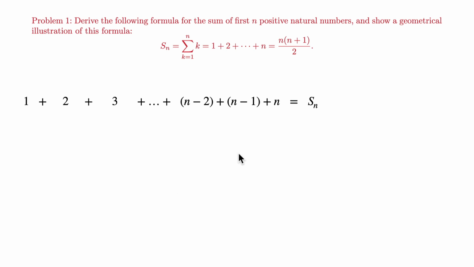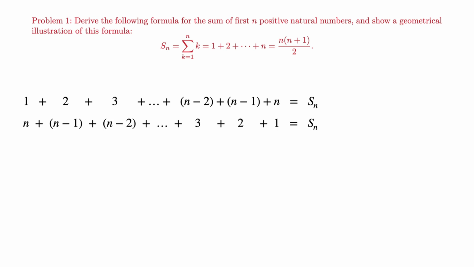Okay, but now let's start proving our formula. So what I did here, I wrote down this sum, 1 plus 2 plus 3, and so on. And here you see I also wrote 3 last terms, n minus 2, n minus 1, n. And this is our Sn. And now I will apply a very neat trick.